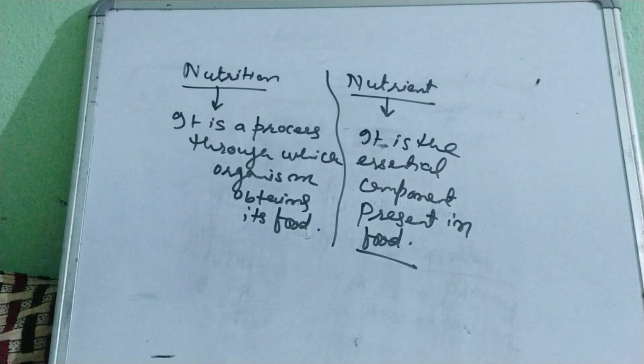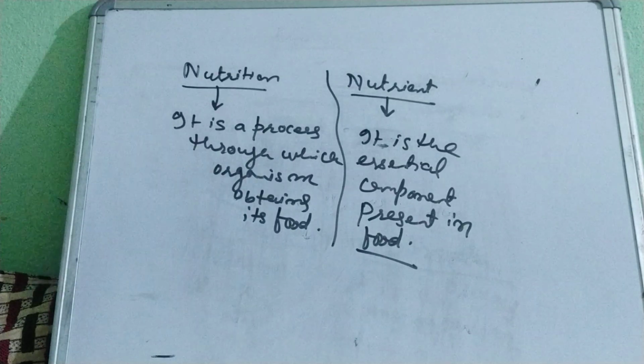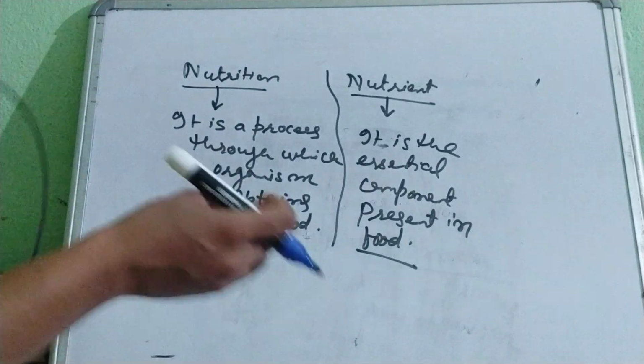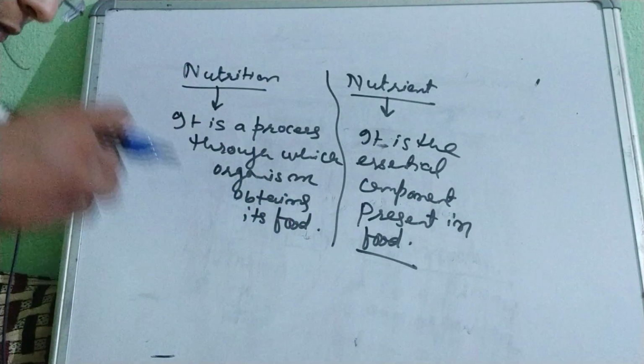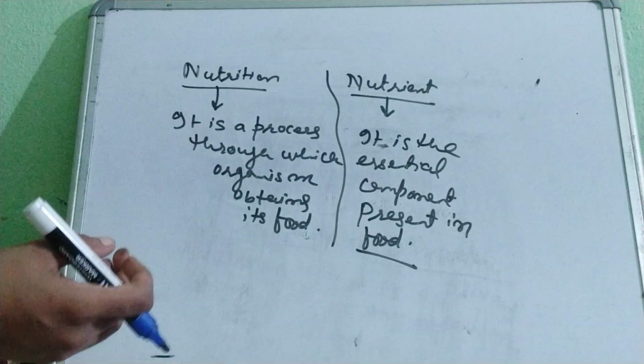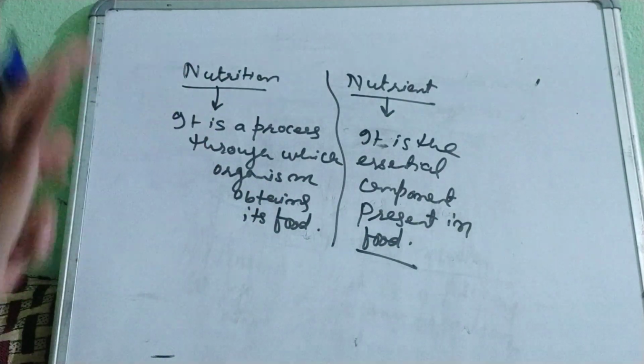Now if I ask what is the need of food, why a person is taking nutrition, very simply you will say that we have to survive on the earth surface, we have to get energy, we have to perform different kinds of activities. That's why we require nutrients, or you will say we require nutrition.